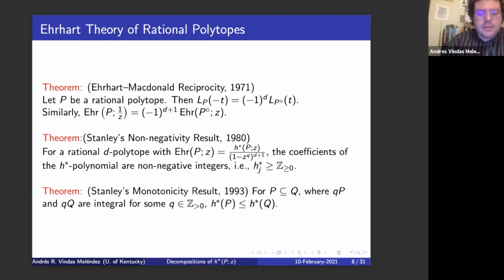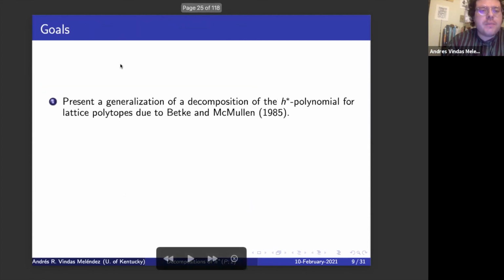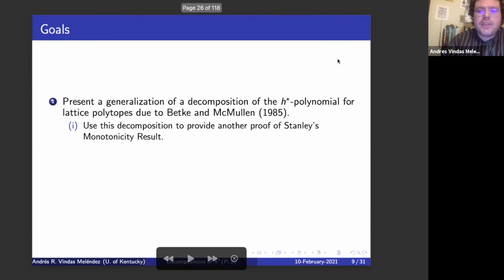Okay. And so what are my goals for this talk? It's to present you a generalization of a decomposition that was proven by Betke and McMullen in the 80s for the lattice polytope case. Okay. And we're going to use this decomposition somehow to provide another proof of Stanley's monotonicity result.